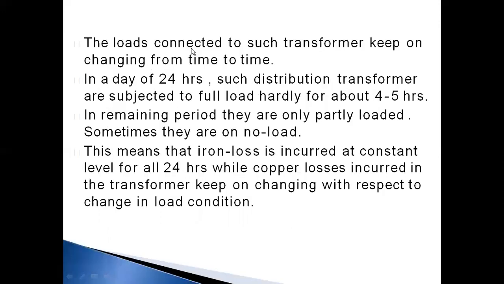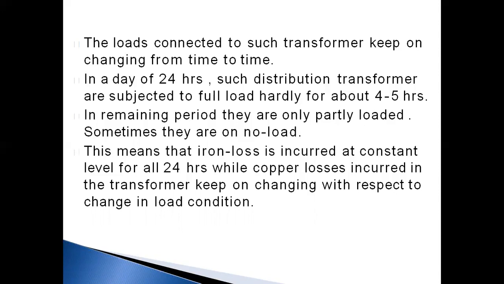The load that is connected to such transformers keeps on changing from time to time. In a day of 24 hours, such distribution transformers are subject to full load hardly about 4 to 5 hours. In the remaining period, they are only partly loaded. Sometimes they are on low load. That means the iron loss occurs at constant level for 24 hours, while the copper loss in the transformer keeps on changing with respect to the change in the load condition.